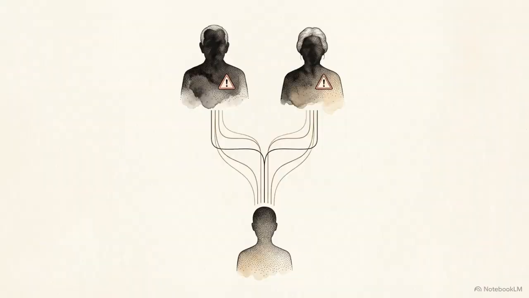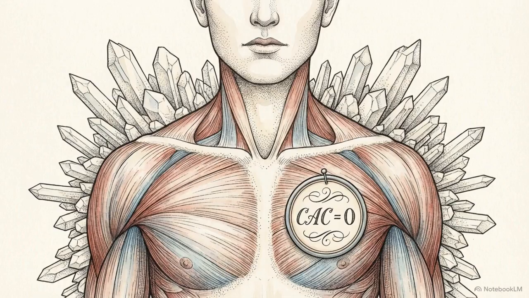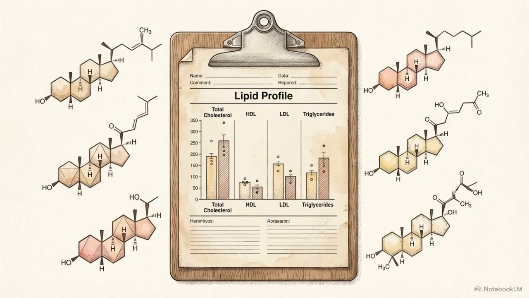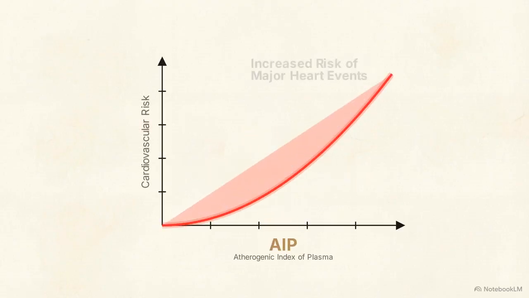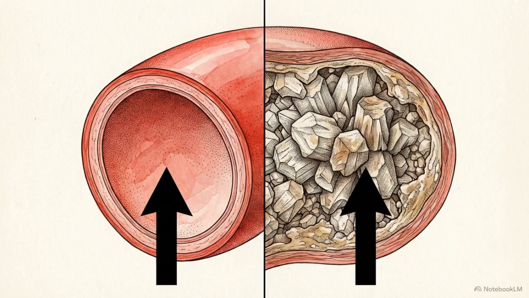Other modifiers matter just as much. A family history of premature heart disease independently raises a person's risk, even if their own calcium score is 0. We also look at the atherogenic index of plasma, or AIP. This is a ratio derived from cholesterol and triglyceride levels that correlates with major heart events, regardless of whether the patient has calcified plaque or not.